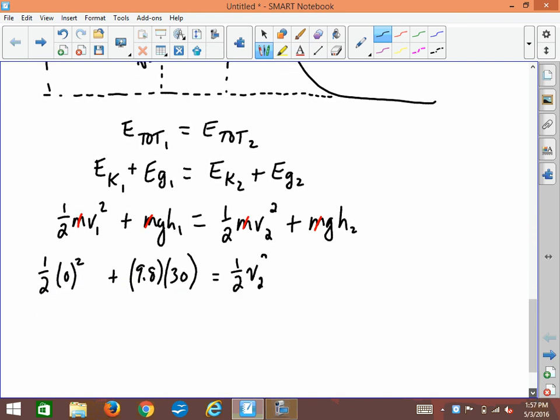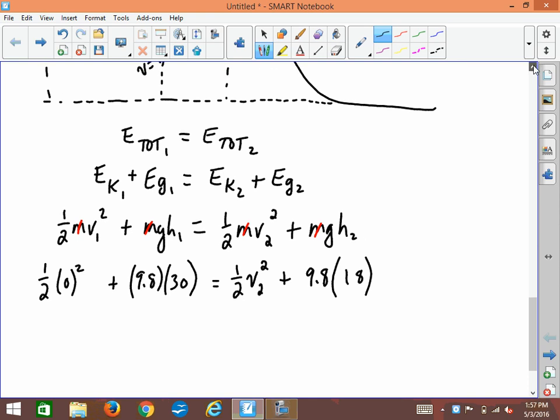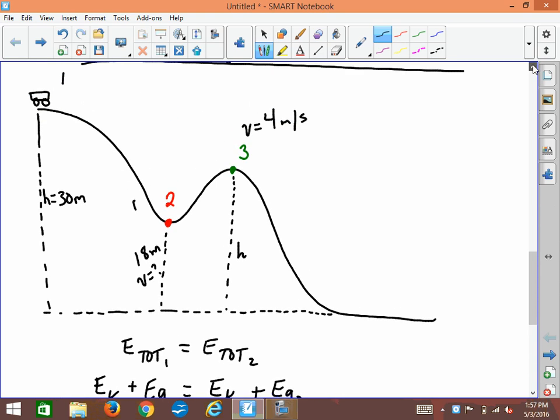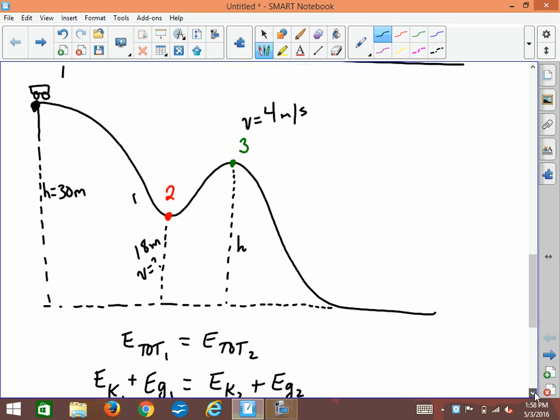v2 squared and 9.8 times the height, 18. And then we just crunch the numbers. Question? The angle. What angle were you thinking of? The angle, no. Because all we're doing is we're taking a picture when it's right here at the start, and we're taking another picture when it's right here, and we don't care how it got there. Right. That's a good point. Let me finish this, and I'll go back and show you the cool thing about energy.